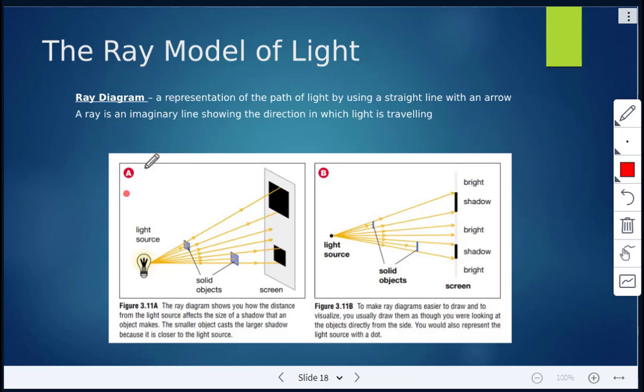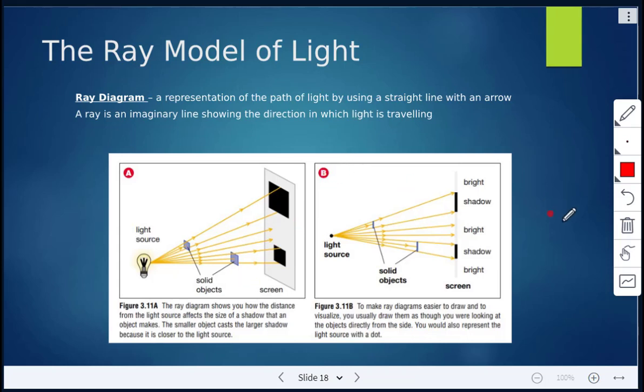So in this figure, figure A, it's showing us how the distance from the light source affects the size of a shadow that an object makes. This is a solid object, and so is this one. This one is smaller, but it's closer to the light source. So what we see here is the smaller object is casting a larger shadow because it's closer to the light source. And then the other object has a smaller shadow because it's farther away from the light source.